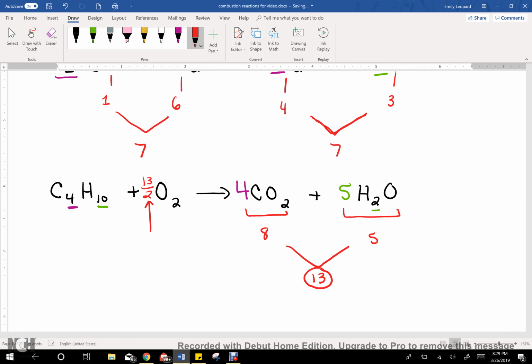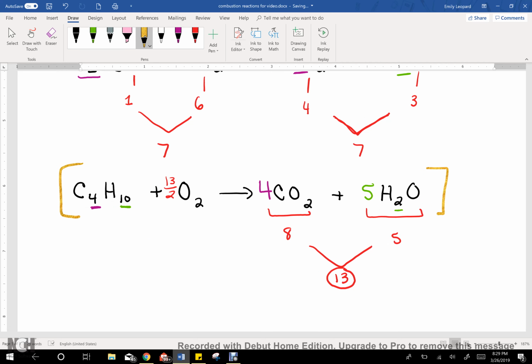So the last step, once we've written our fraction coefficient, is we need to get rid of that 2 in the denominator. What we'll do at this point is take our equation and multiply the entire thing by 2 so that the 2 in the denominator of our fraction will cancel out. Now I'll be left with 2 C4H10. And remember, this 2 times 13 over 2 should cancel out and just leave us with 13 oxygens.